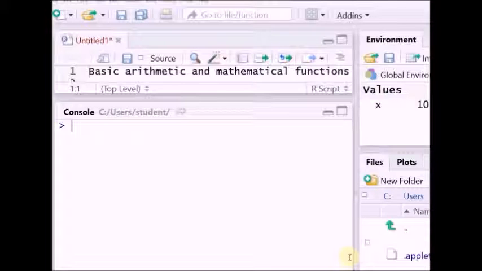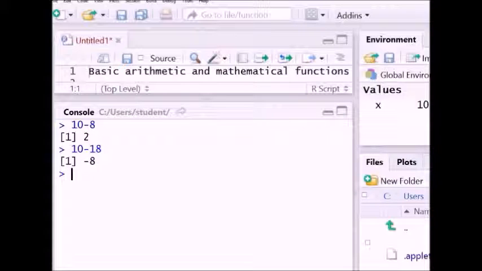For basic arithmetic operations, first of all, we talk about addition. Now for addition, we may use it this way. So 3 plus 3 is equal to 6. 13 plus 23 is equal to 36. Similarly, 10 minus 8 is equal to 2. 10 minus 18 is equal to minus 8.